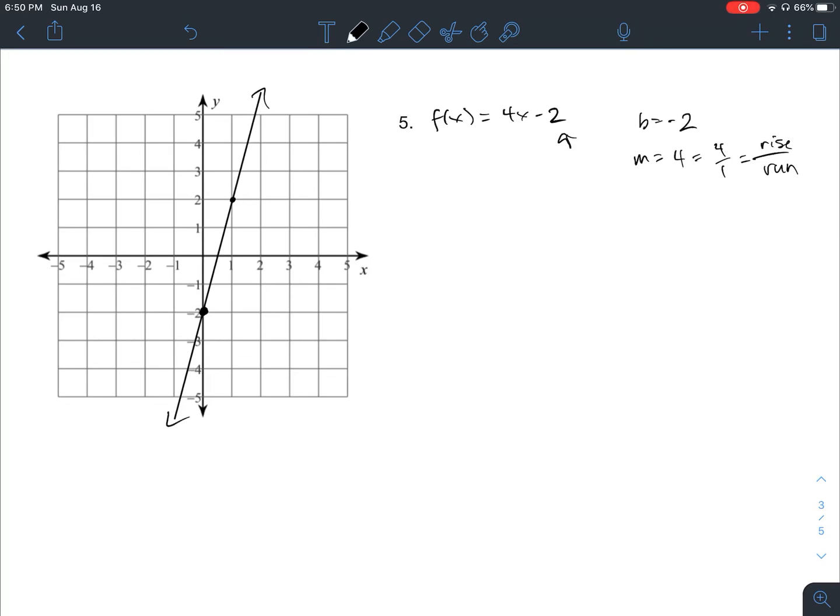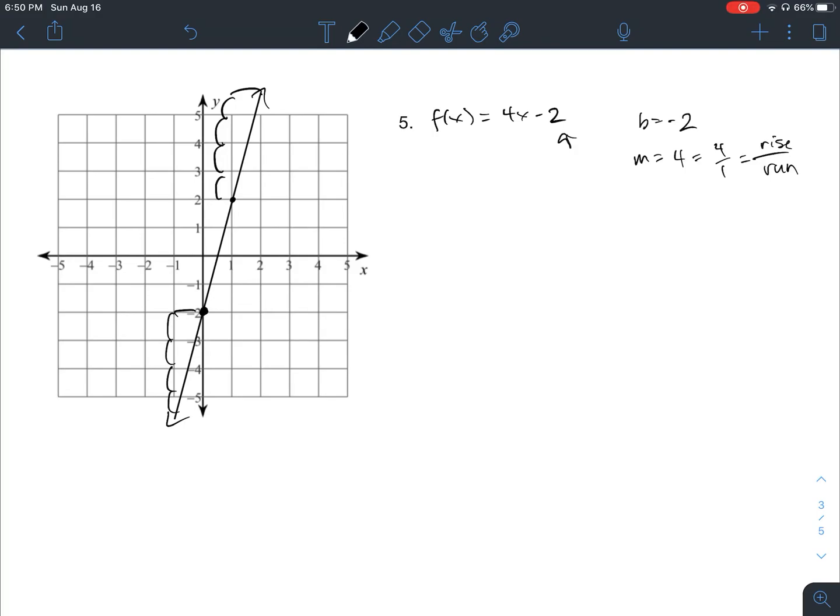Just like that. So you can see here that if we were to continue our slope, we'd go up 1, 2, 3, 4, and over 1.